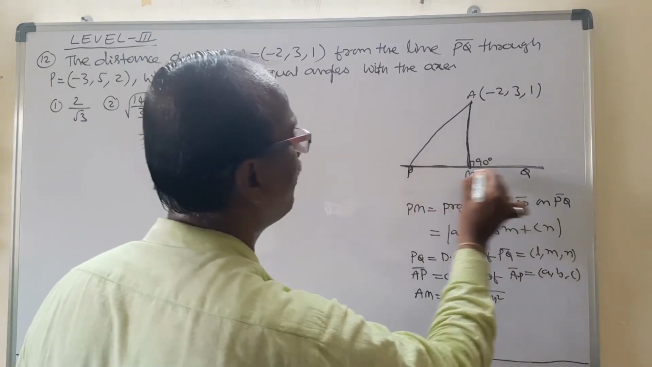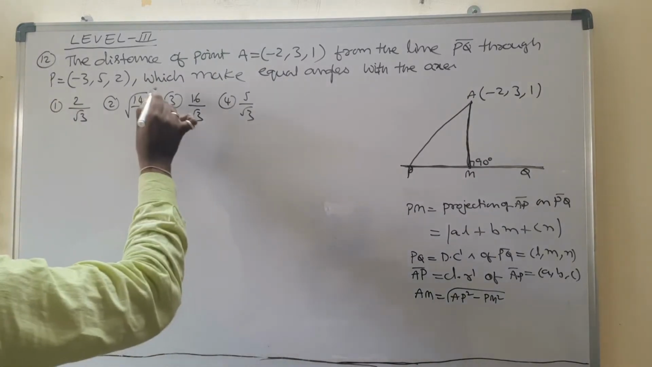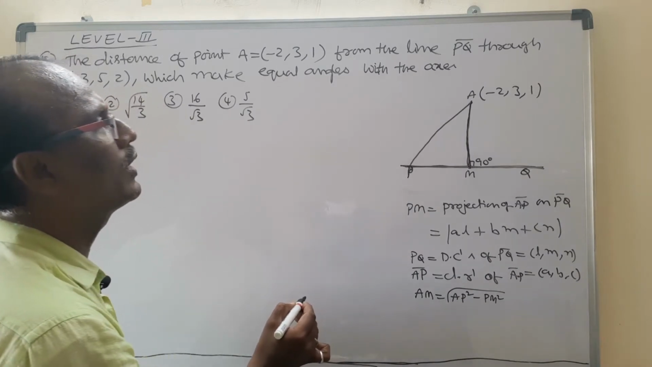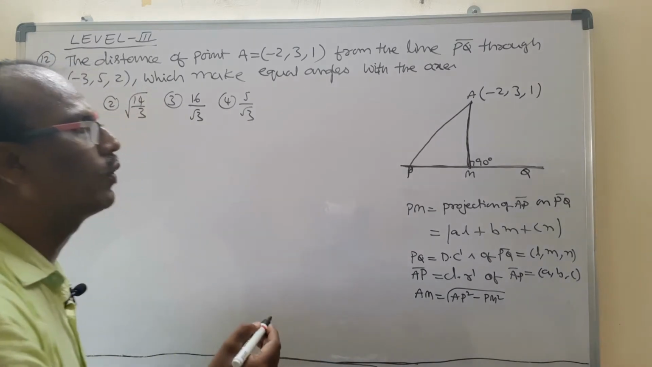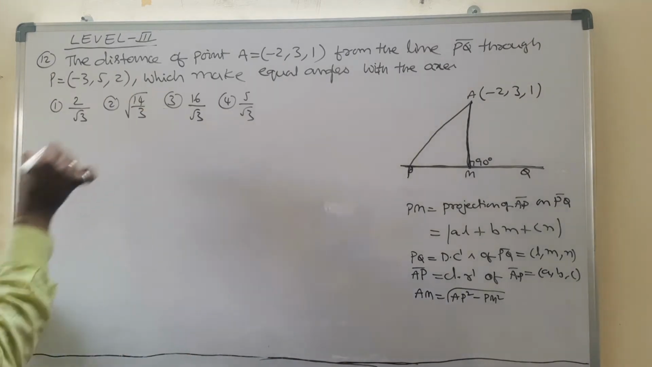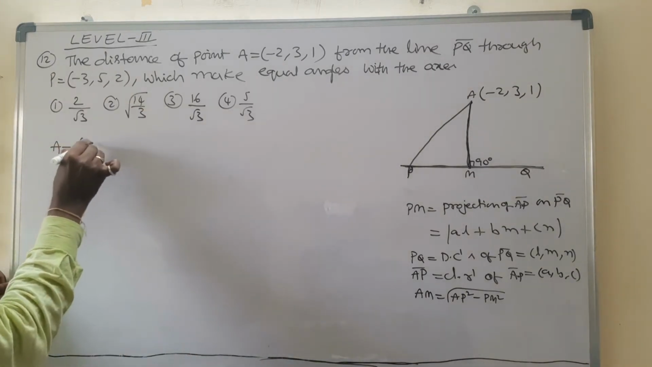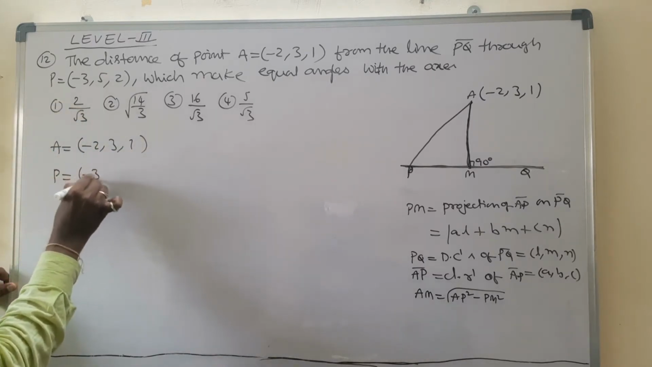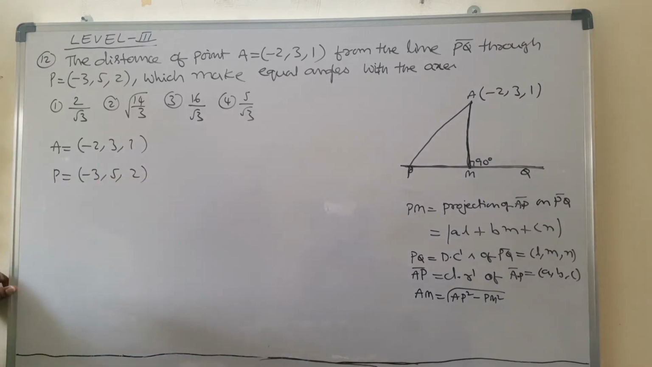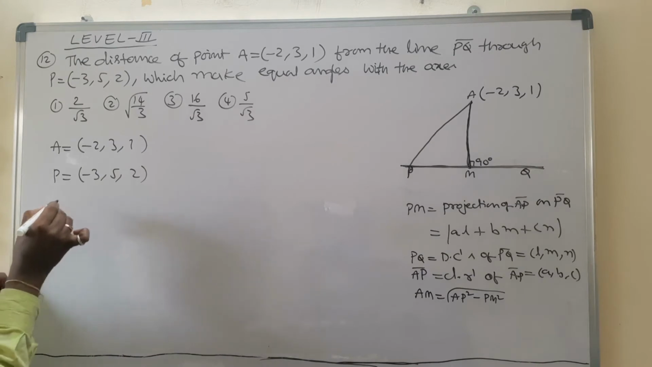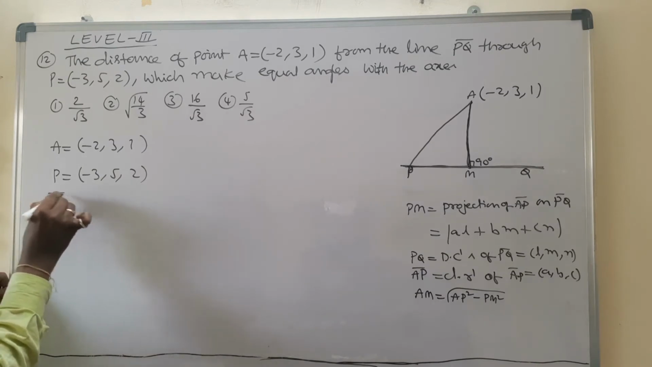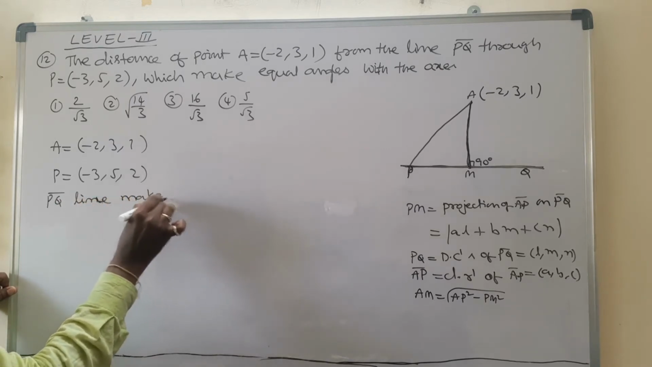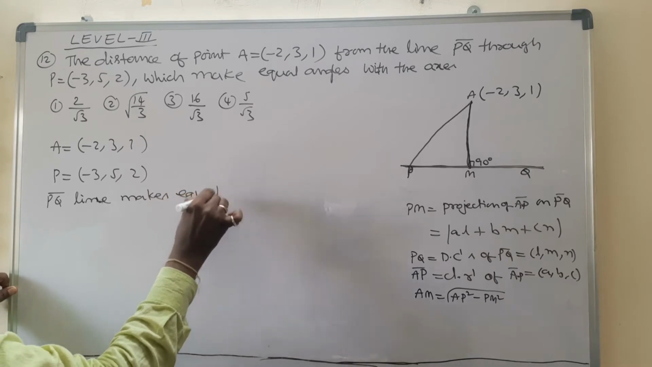Here, this is the PQ line, which makes equal angles with the axes. That is, alpha equals beta equals gamma, equal angles. Capital A is given as minus 2, 3, 1 and P is given as minus 3, 5, 2. The line PQ makes equal angles.